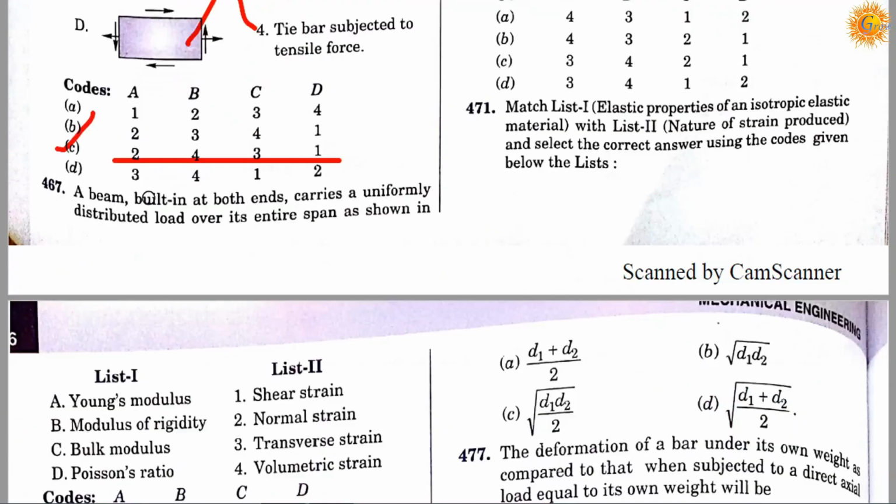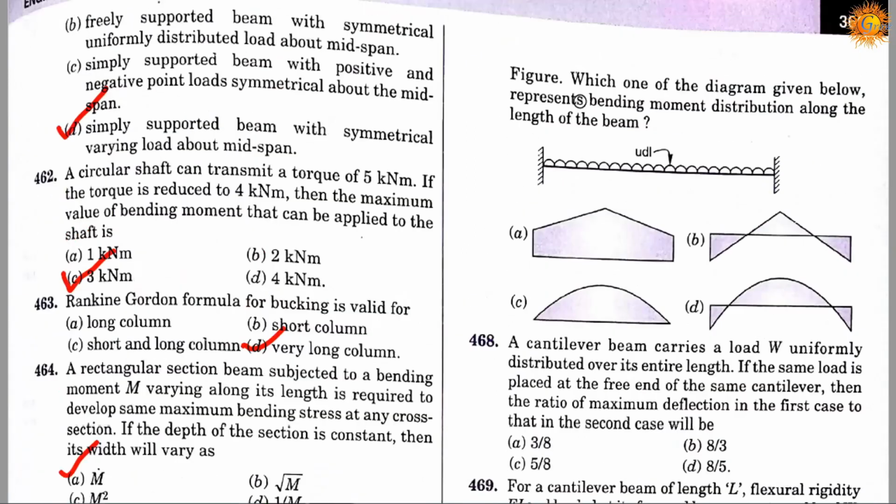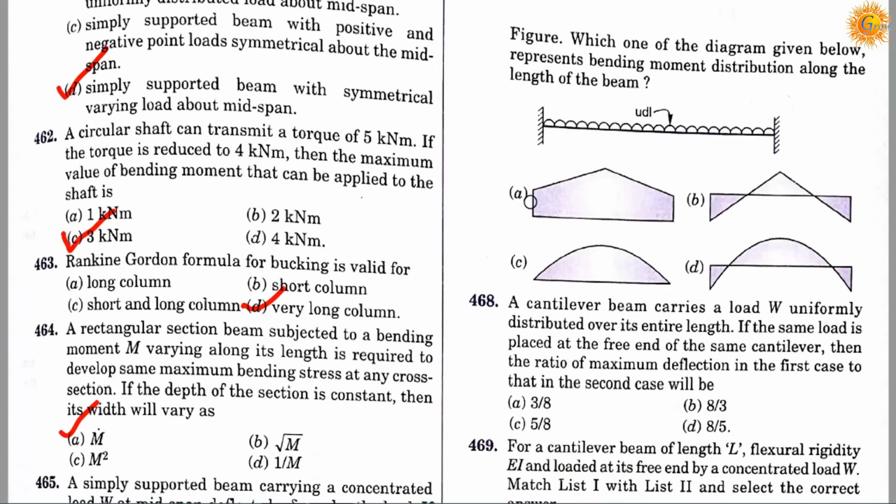Question number 467. A beam built in at both ends carries a uniformly distributed load over its entire span as shown in the figure. Which one of the diagrams given below represents the bending moment distribution along the length of the beam? Option A, option B, and option C and D. So correct answer is D, it will be this figure.